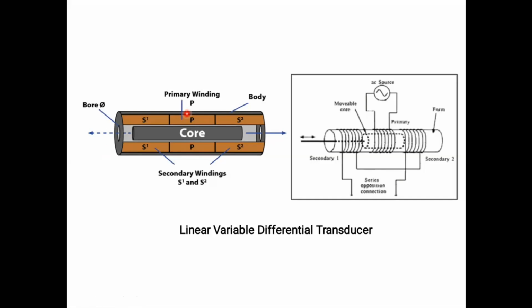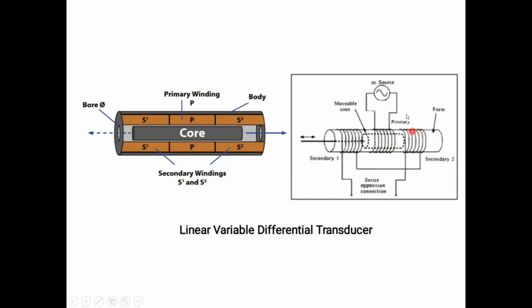And beside this primary winding, on either side, two secondary windings are simply wound on the outer surface of the cylinder. These secondary windings are opposite in direction, and those two are connected in series. Here, the phi value indicates the bore of the cylinder. And centrally, one core is there. It is made of ferromagnetic material. The core is allowed to reciprocate inside the inner cylindrical surface.